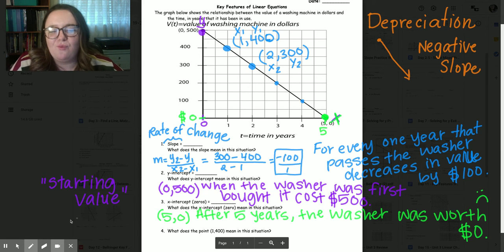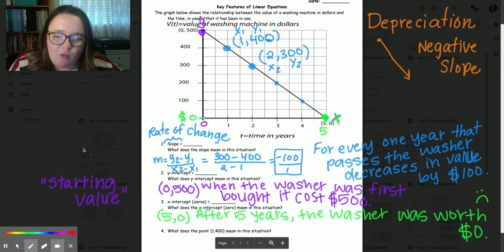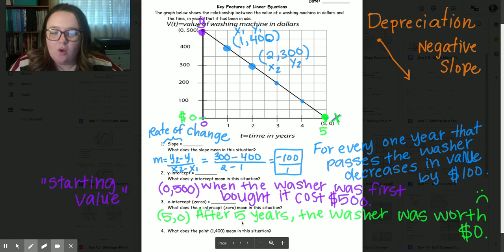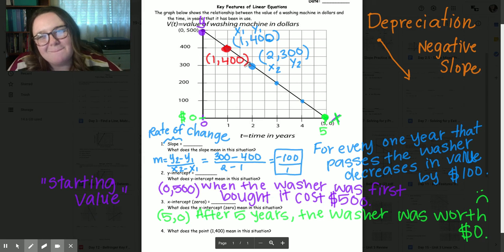Okay, we have one last question here that we can talk about. And it says, what does the point 1, 400 mean in this situation? So I'm going to go and look for that point on my graph. 1, 400. So 1, 400 is this point right here. That's the point that question 4 is talking about right there in red. Right? That is 1, 400. What does that mean in this situation?